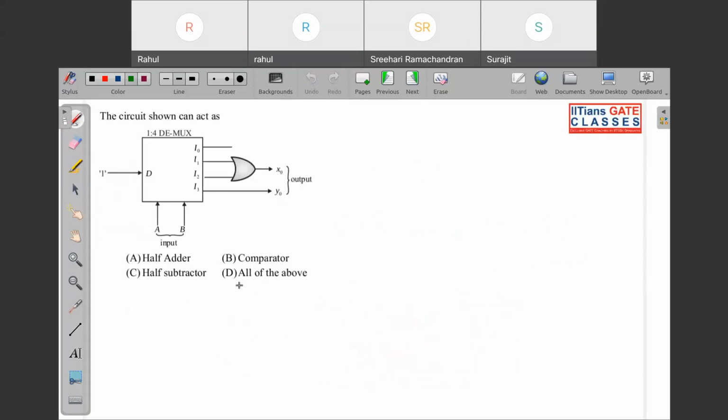Now this question, okay, so this is a 3x8 decoder. This Demux, can we solve it? See, I haven't told you what a Demux is. So let me just tell you that.